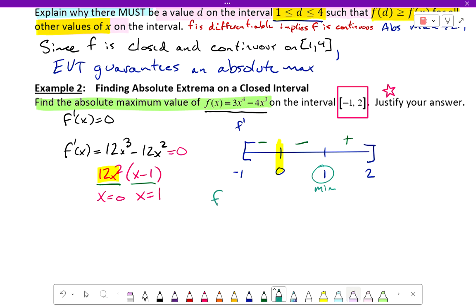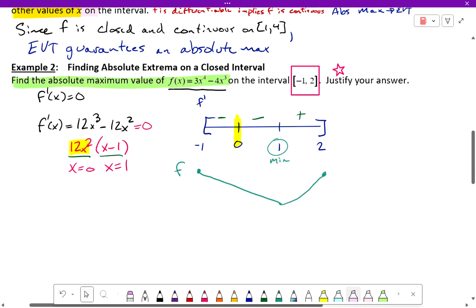I'm going to draw a quick graph of f. Hey, I got a point. I'm decreasing, and then all of a sudden I'm going to increase and then stop. So 1 is definitely a minimum, but the maximum could happen at either endpoint because we're going down and stopping or going up and then stopping. It doesn't matter. Either one of those could be a maximum.